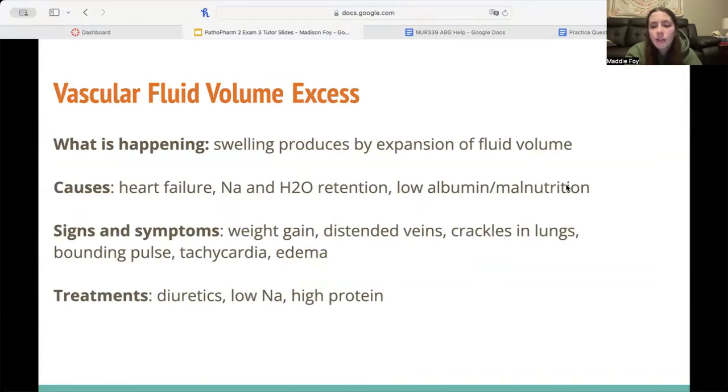So then in a vascular fluid volume excess, this is when there's swelling from the expansion of fluid volume. The main cause that I feel like I see in clinical is going to be heart failure. The signs and symptoms are basically exactly the same as the hypotonic fluid volume excess we just talked about. And treatments, again, we're trying to eliminate fluid. So diuretics, low sodium, because water goes where sodium goes, and high protein diets as well.